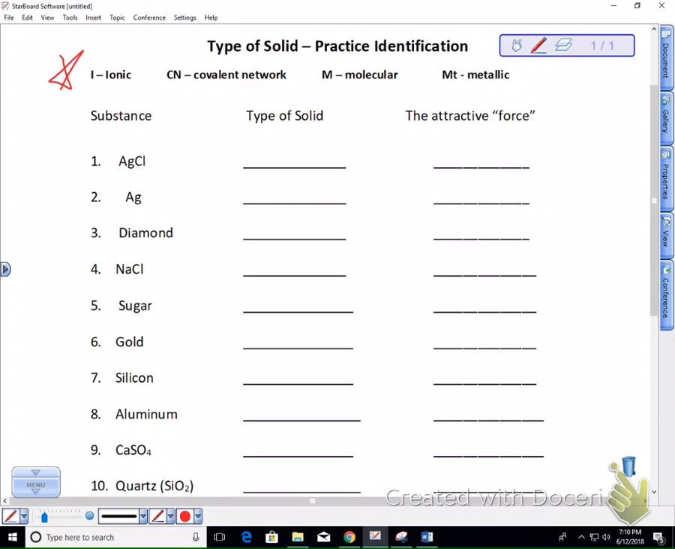In our first example, we have silver chloride. So I have a metal and a nonmetal. The presence of that metal is critical for you to identify, because if you see a metal, it's either going to be metallic or ionic, but it's in a compound that breaks the tie, that makes it ionic. So the attractive force, what I mean here is what makes this compound a solid? What is the force? And the force here is the ionic bond.